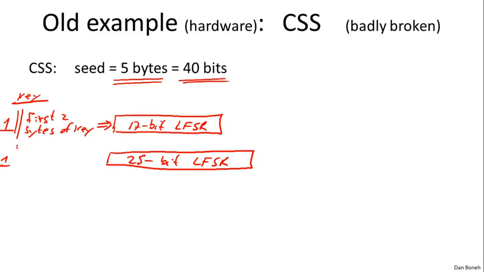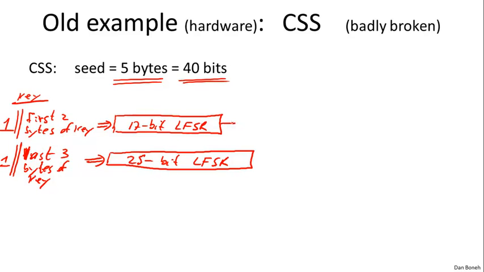And then the second LFSR is initialized the same way: 1 concatenated with the last 3 bytes of the key, and that's loaded into the initial state of the LFSR. You can see that the first 2 bytes are 16 bits plus the leading 1, that's 17 bits overall, whereas the second LFSR is 24 bits plus 1, which is 25 bits. And you notice we used all 5 bytes of the key.